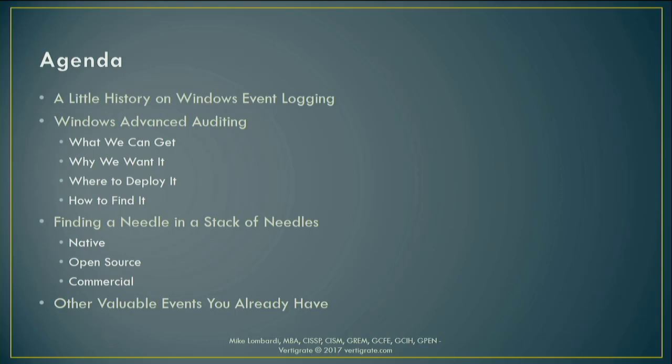Finding a needle in a stack of needles, right? So how do we go about getting at data that's actually valuable? Because we've got all sorts of stuff that is clouding that clearer picture. And finally, other valuable events, so that if you don't have advanced auditing turned on, what could you do today with a default logging configuration?